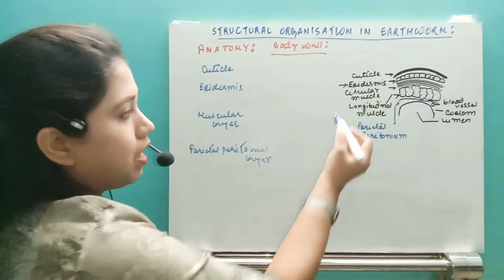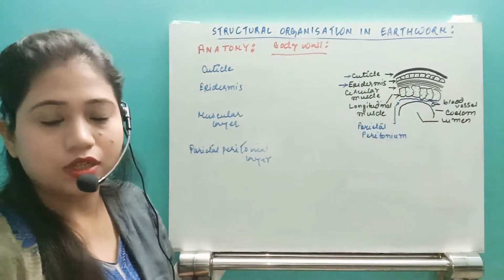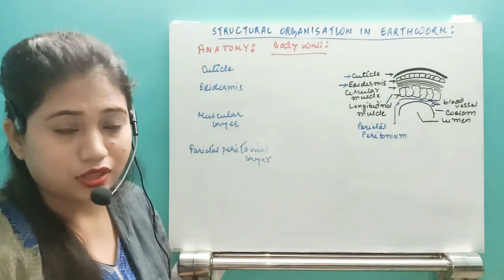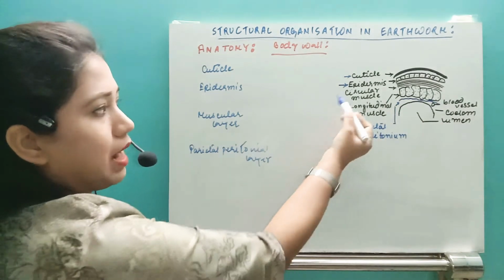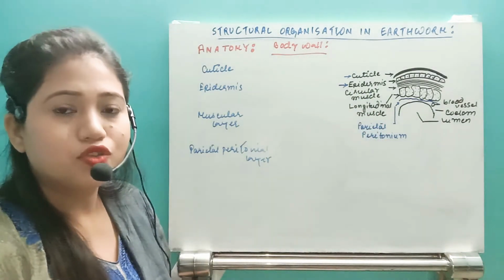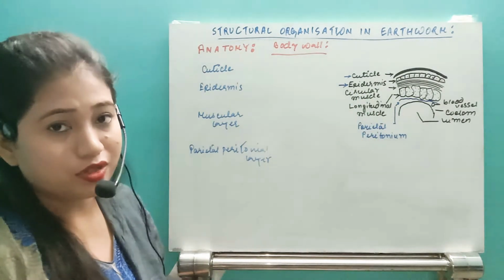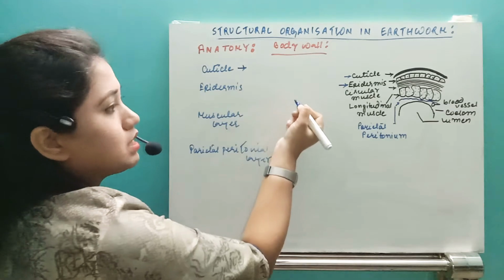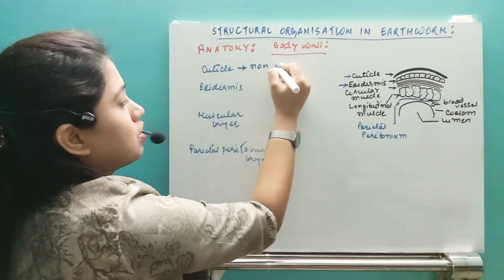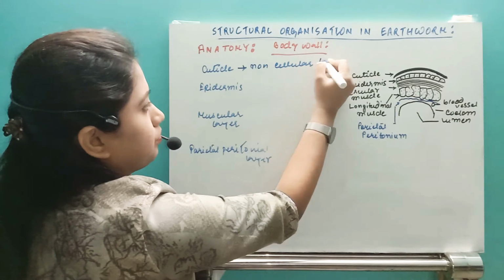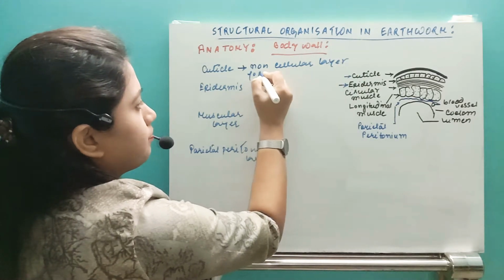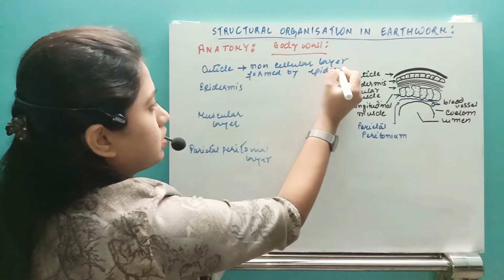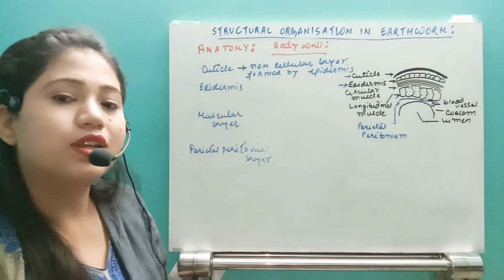So first of all, above I have drawn here the cuticle. So what is cuticle actually? This cuticle is a non-cellular region. It's actually secreted by the beneath layer, that is the epidermis. So epidermis secretes one non-cellular secretion which forms the cuticle. So this cuticle is nothing but one non-cellular layer. Okay, it is formed by whom? Formed by epidermis, right?